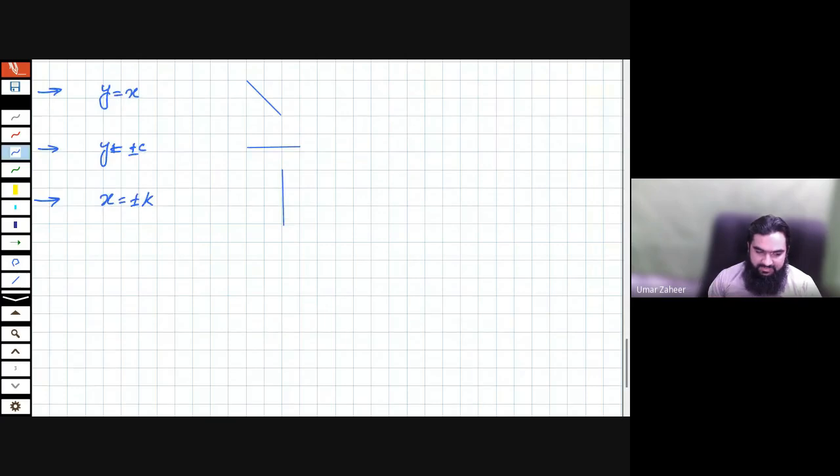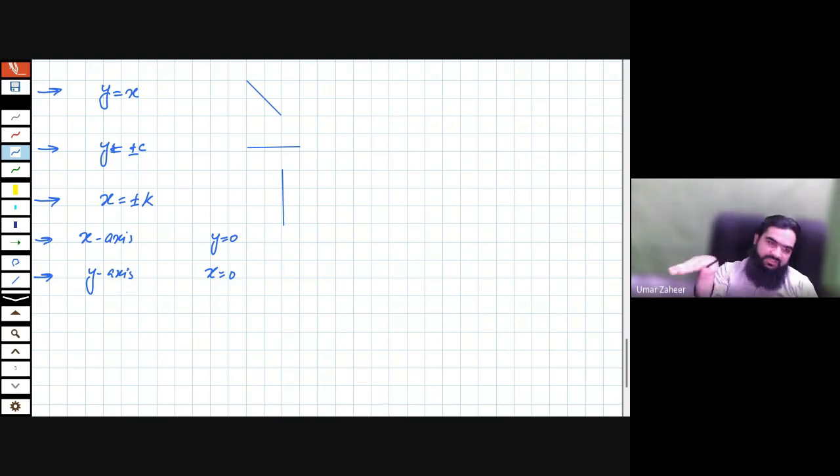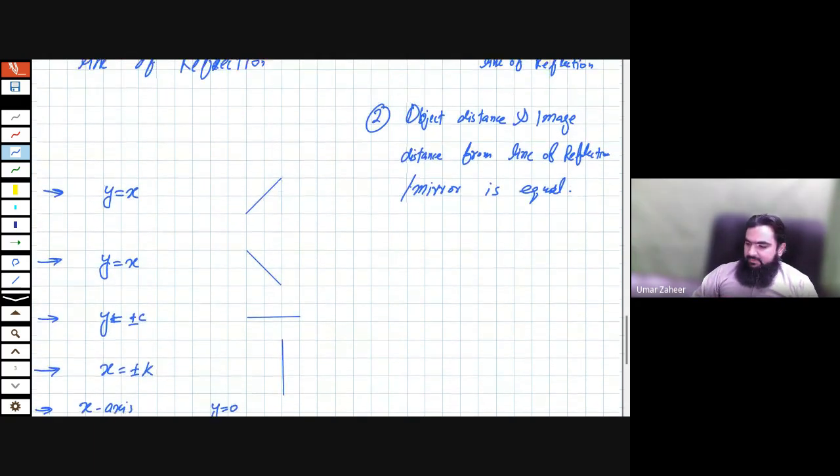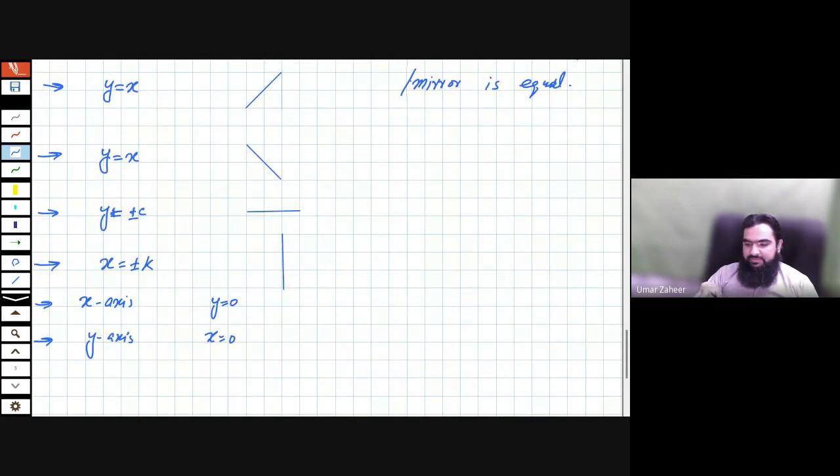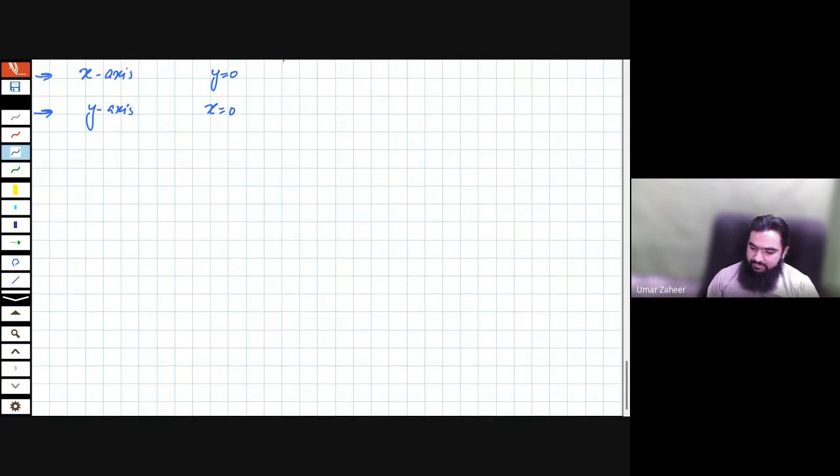You may also have to find a reflection on the x-axis or on the y-axis. Basically, it is exactly the same type. Here you have y equals 0, which is the horizontal line on the x-axis, and x equals 0, which is the vertical line on the y-axis. Yes, everyone, any question? These are the different types of lines that you can see in your exam. Let's talk about the image.